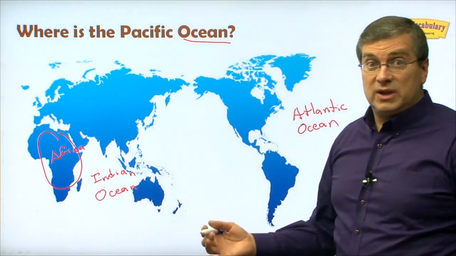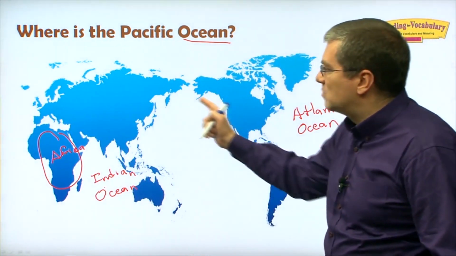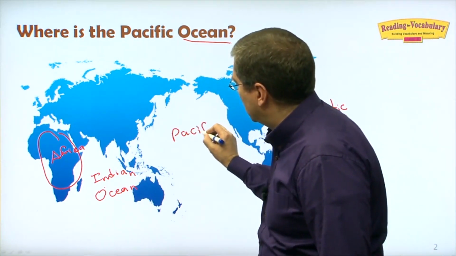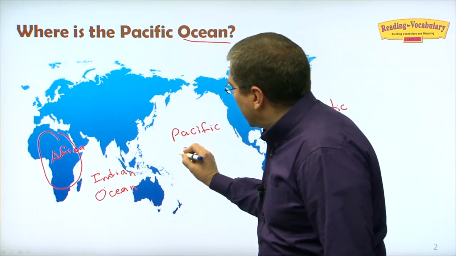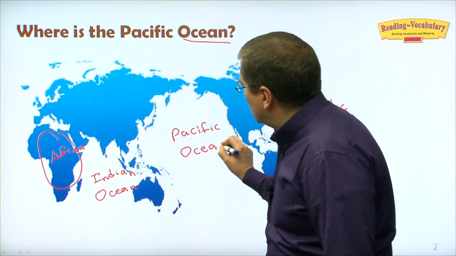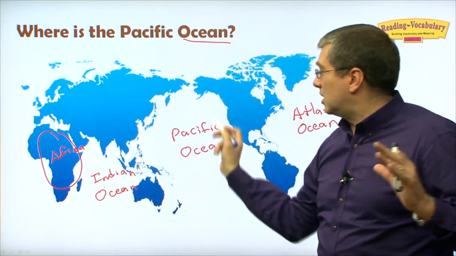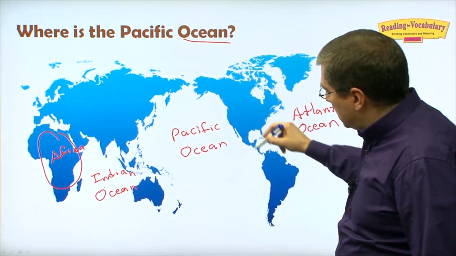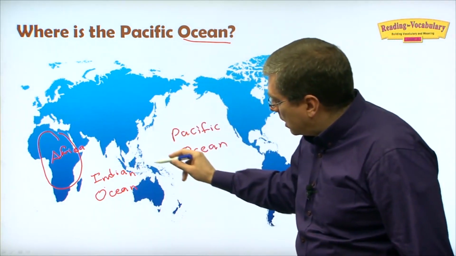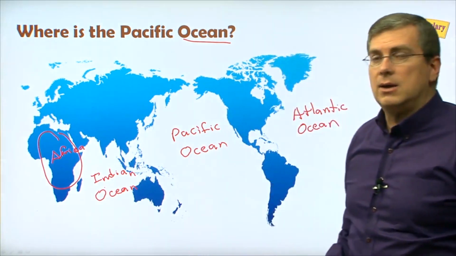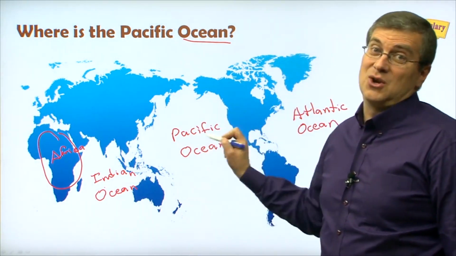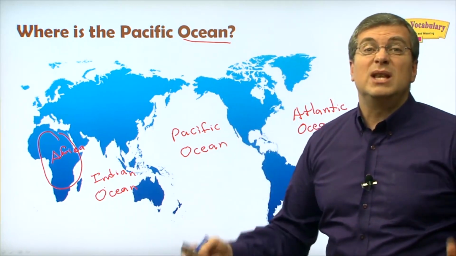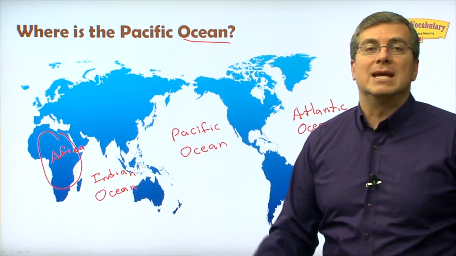So where can the Pacific Ocean be? Ah, it's this big one here, right? This is the Pacific Ocean. Wow, look at it. Like I said, it's the biggest ocean in the world. It's huge, right? The Pacific Ocean is between the Americas and Asia, Indonesia, and Australia down here. Whew, we got it right. That's where the Pacific Ocean is. It's the biggest ocean in the world.